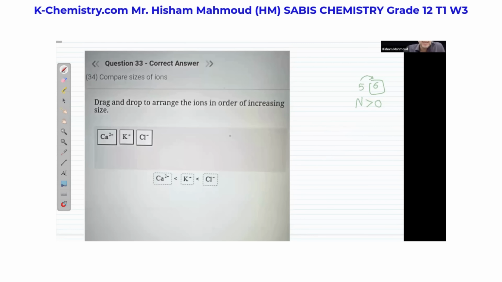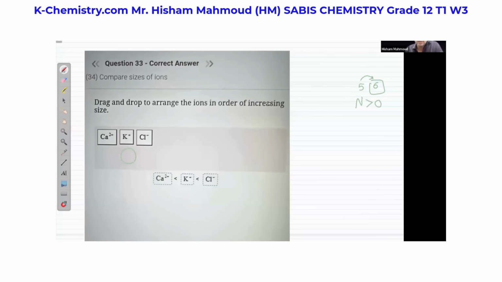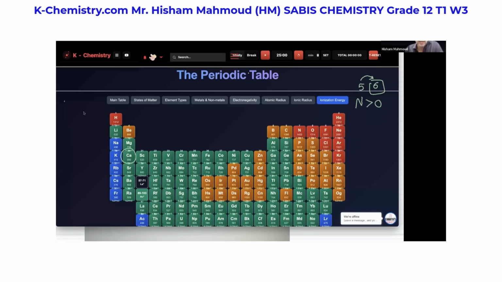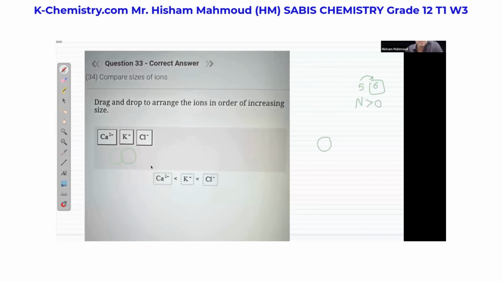33, compare the size of ions. We said that when you go between calcium and potassium and chlorine, so this is calcium and potassium. Let's go for the ionic radius here to explain. This is the ionic radius. So when you go for calcium, chloride of course, and potassium ions, you will know that when you go to the right in the metals, it decreases. That's why calcium is less than potassium.